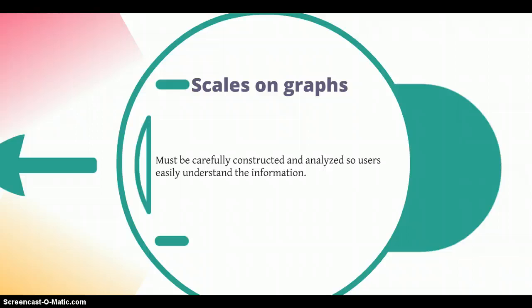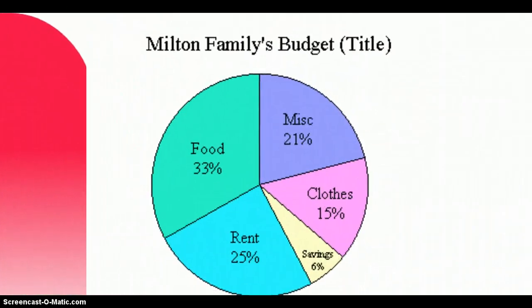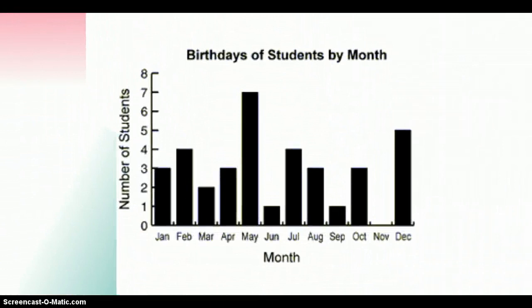Now, scales on a graph. Scales on a graph must be constructed carefully and analyzed so users can easily understand the information. Okay, the scale is how many spaces you have between things. For example, if we did birthdays of students by month, let's pretend this scale on the side where it says number of students went by tens. So it went 0, 10, 20, 30, 40. Almost all these months would look exactly alike because they're less than 10. It would be hard to tell exactly how far underneath 10 they are. So since you don't have a ton of students, you end up going by ones.